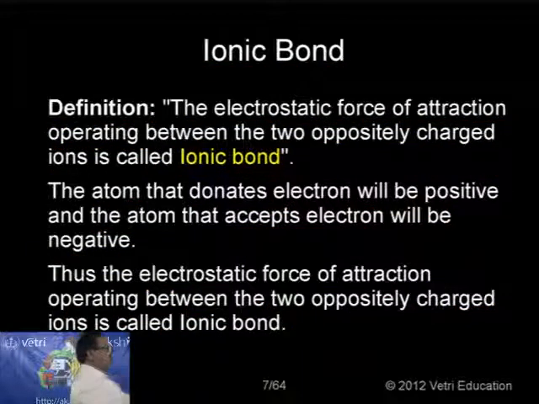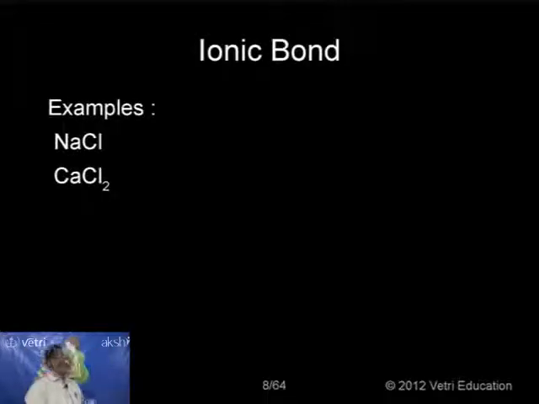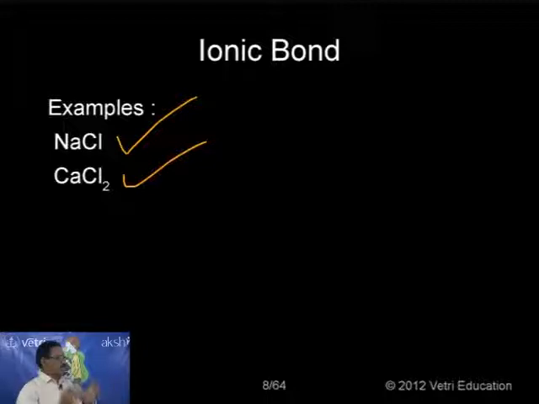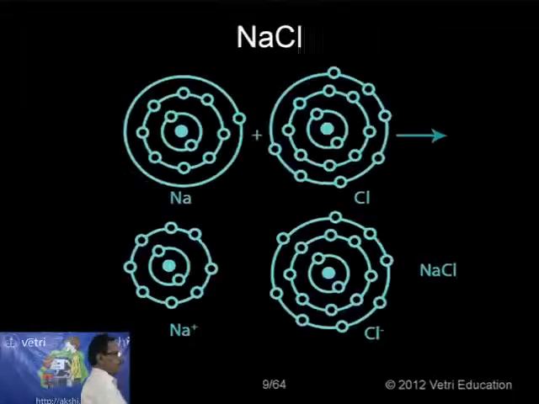When we discuss ionic bonds, let me explain them with two specific examples. One is the formation of the ionic bond in sodium chloride, and the other is calcium chloride, to explain how an ionic bond is formed. So first, let me take sodium chloride.